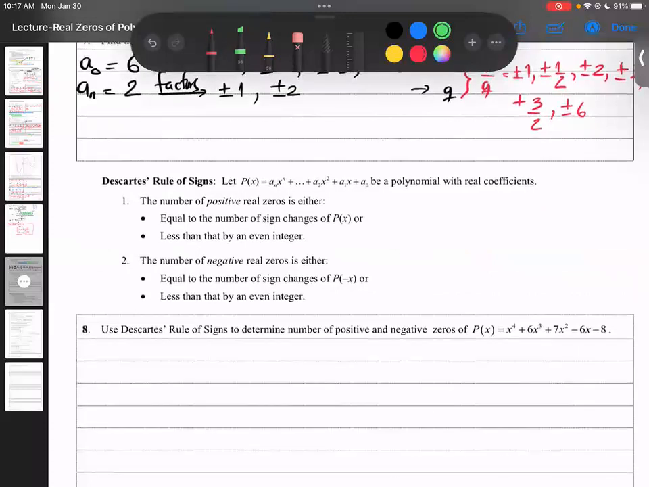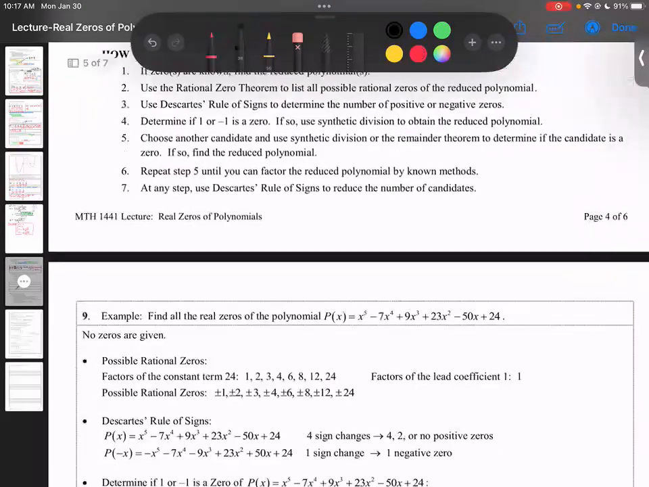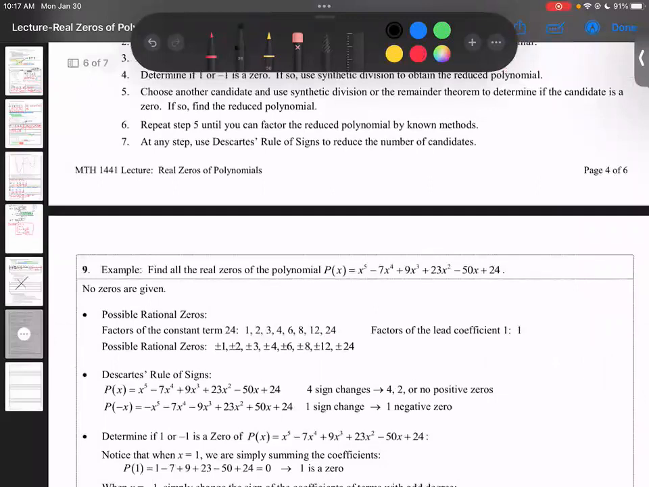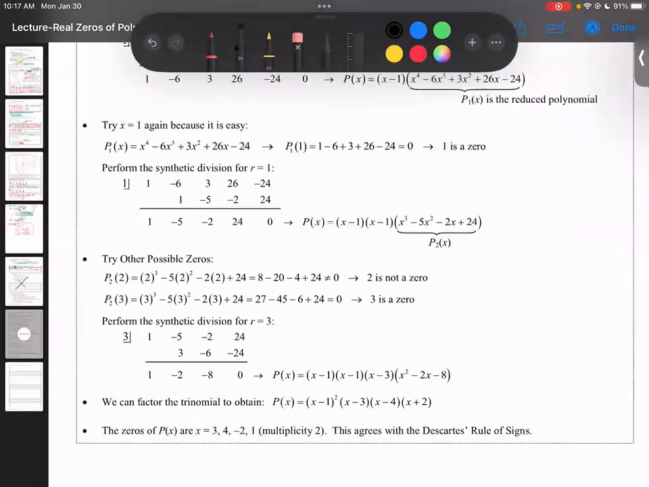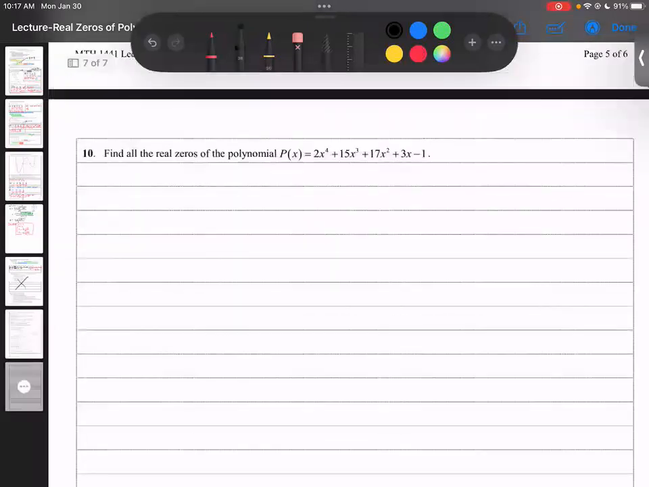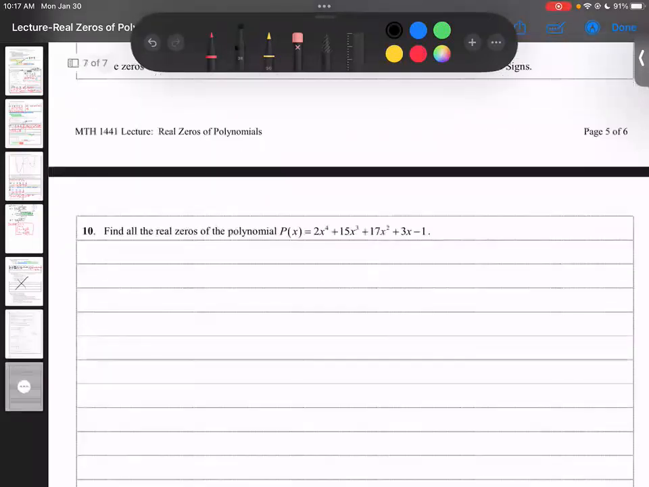Good news for you, I'm going to do it my way. So forget about that. I like to keep it short and sweet. It's similar to what they show you here, it's just shorter. Right, so let's go ahead and do this one, number 10. And I'll write out my steps too.